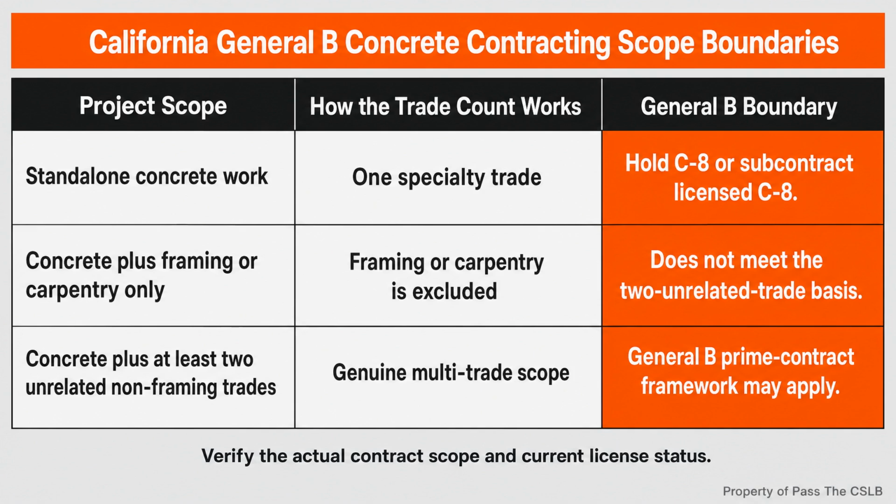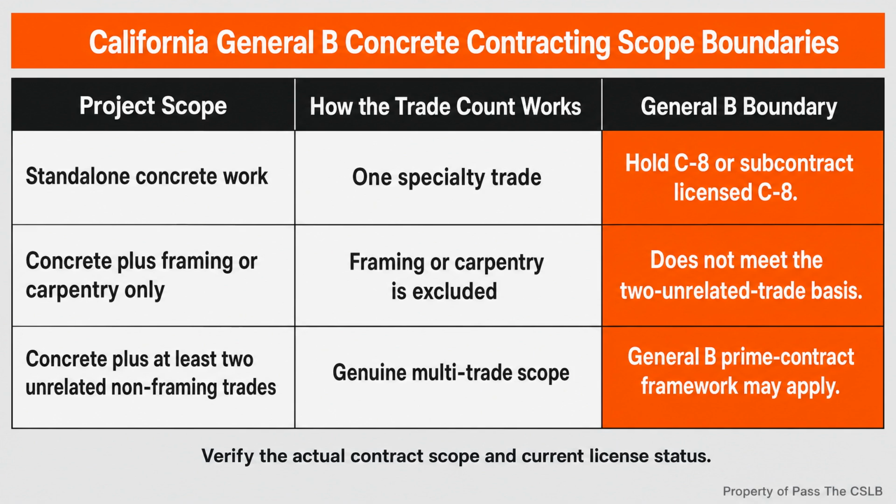The comparison on screen reduces the licensing decision to three common scope patterns. A concrete-only contract is one specialty trade. Concrete plus framing does not create the required pair of unrelated trades because framing or carpentry is excluded from that calculation. A project that genuinely requires at least two unrelated trades outside that framing exception fits the multi-trade character of the general B classification. That framing point deserves special attention because it is a classic near miss.